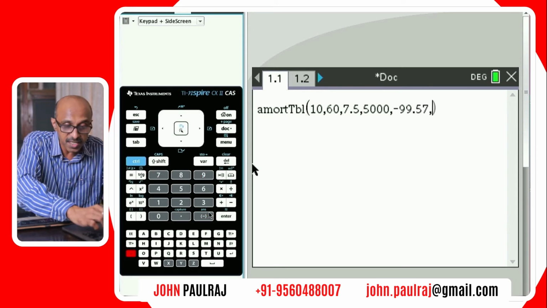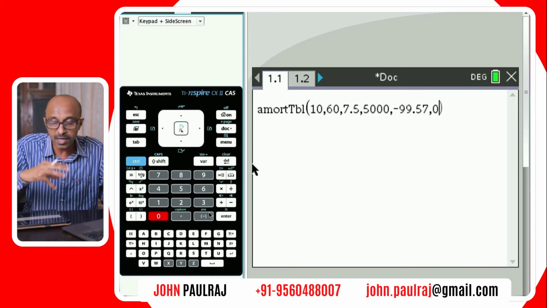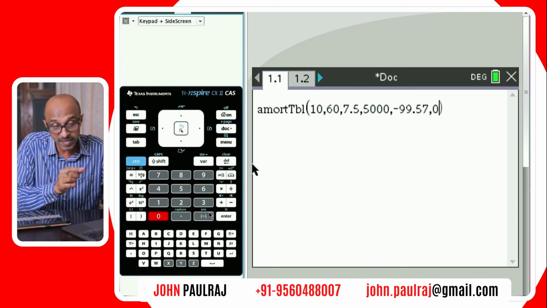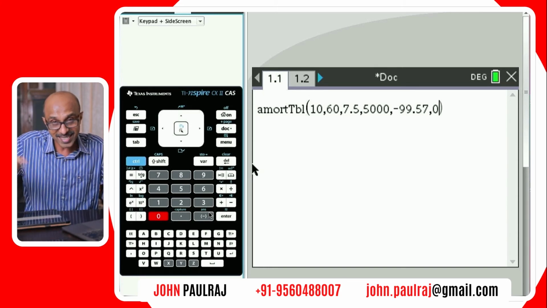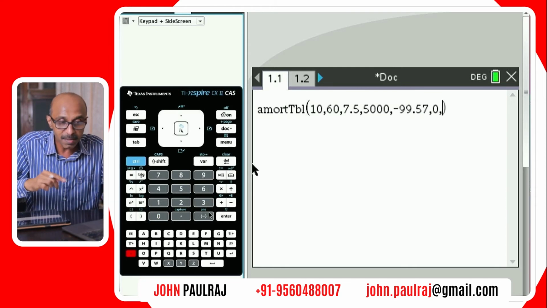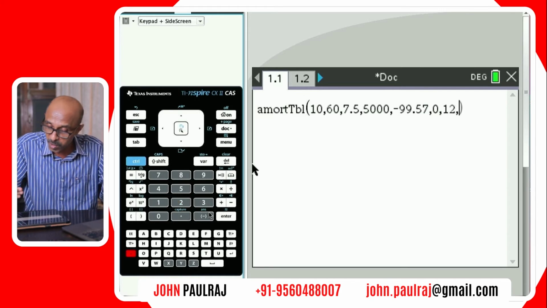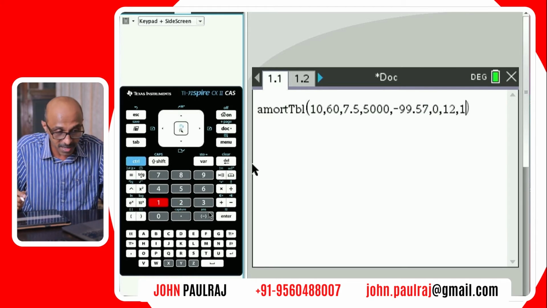The next entry is the future value, which has to be 0 because the loan has to be paid up in full in 5 years' time. Every month you're paying that fixed amount of 99.57 for those monthly installments till it becomes 0. So that's why the future value is 0. Then comes the payments per year, which is going to be 12. And then comes the compounding period, which was compounded monthly, again 12.